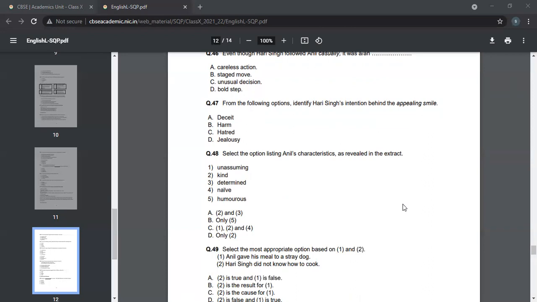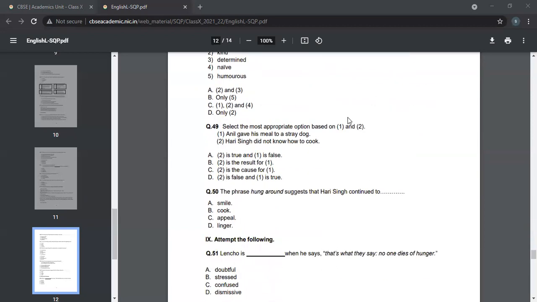Select the option listing Anil's characteristics as revealed in the extract. Anil kaisa tha? Unassuming, kind, determined, naive, humorous. Panch qualities given hai. To niche A, B, C, D options hai. 1, 2, 3, 4 aise kar.